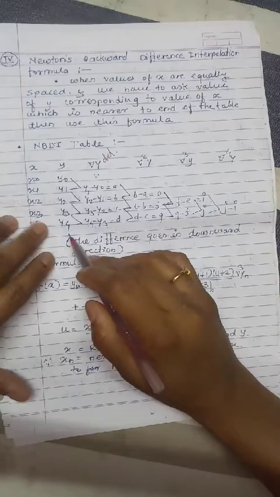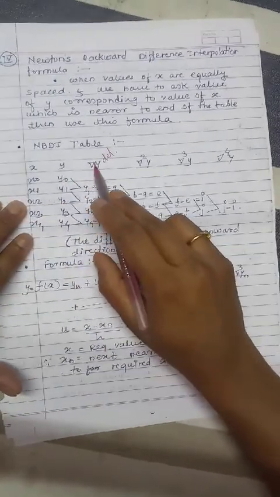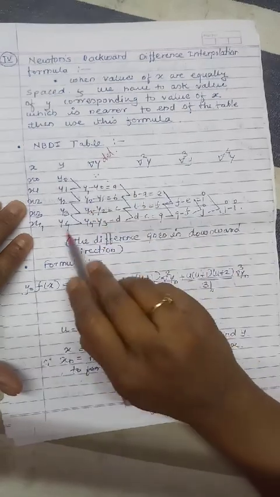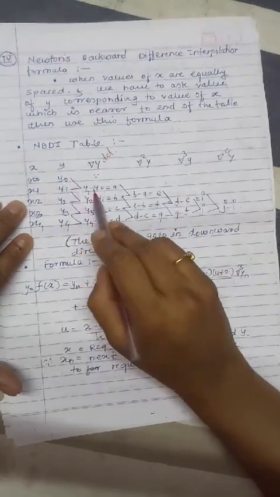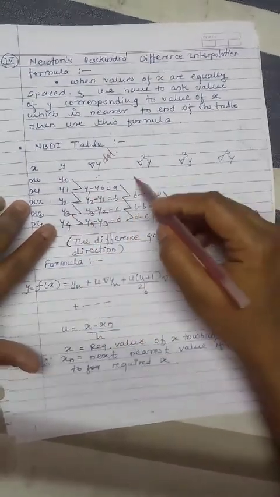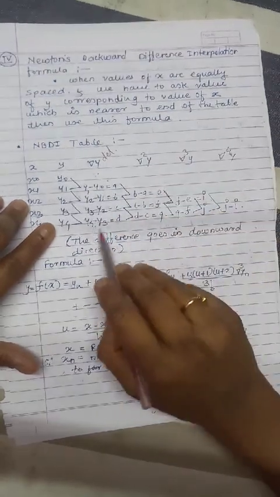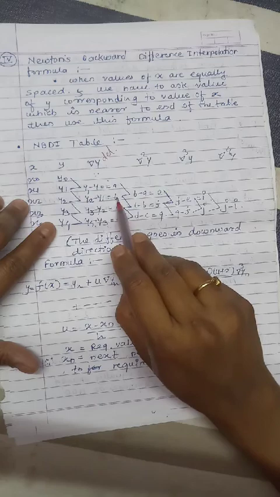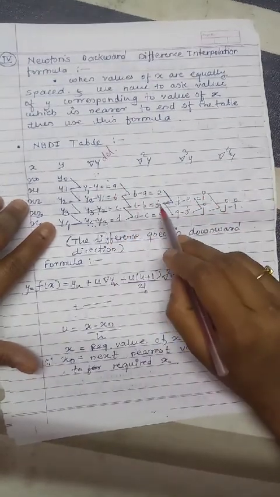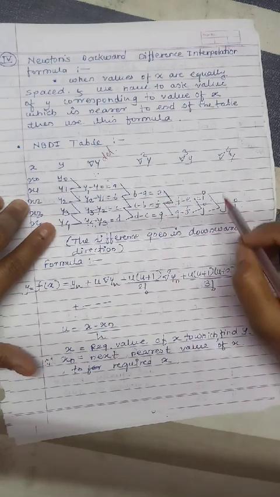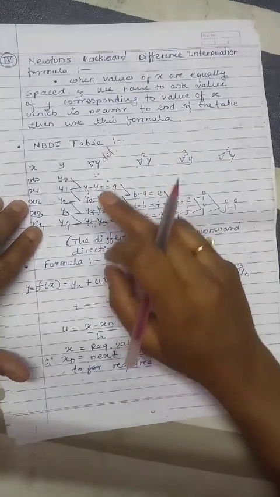So what is the table? These are the x values, these are the y values. Take the differences. First the difference del y: y4 minus y3, then y3 minus y2, y2 minus y1, y1 minus y0. Then the del square y column is d minus c, c minus b, b minus a. The del cube y difference is e minus f, f minus g, and the del raised to 4 y difference is g minus i.